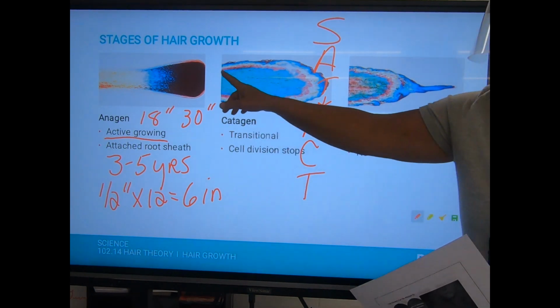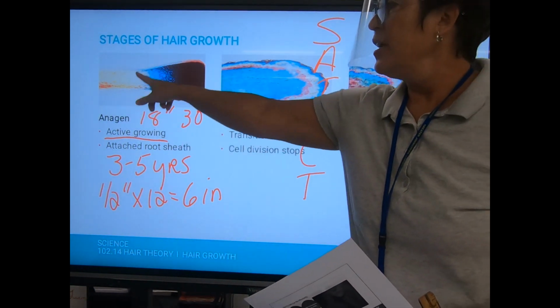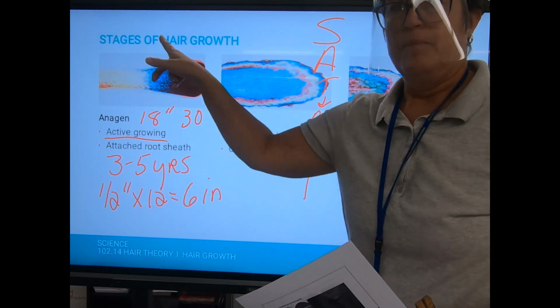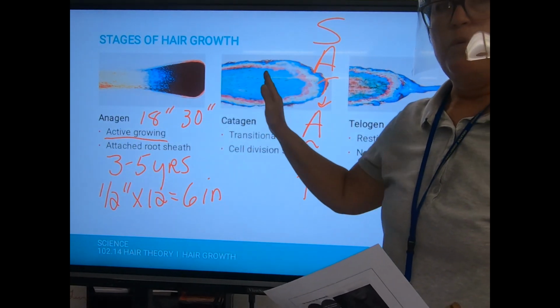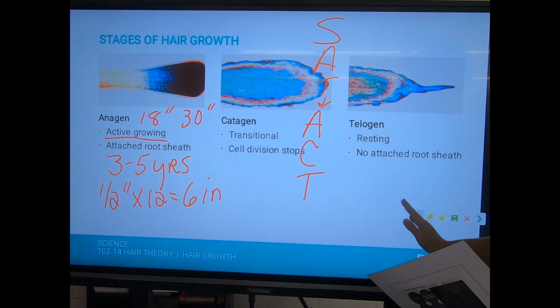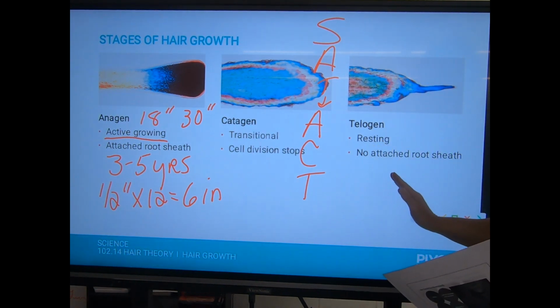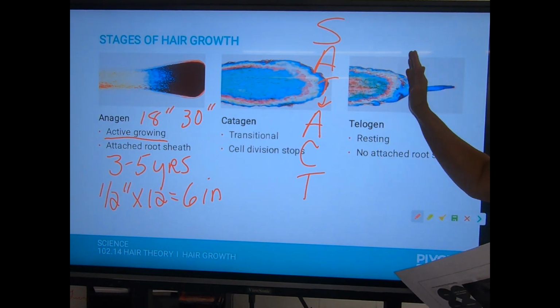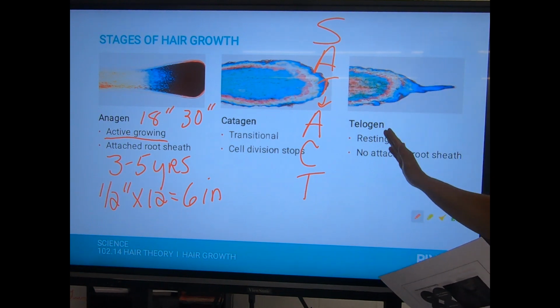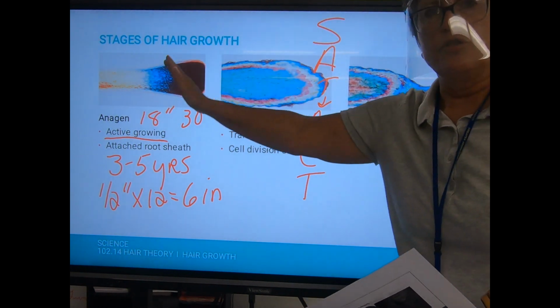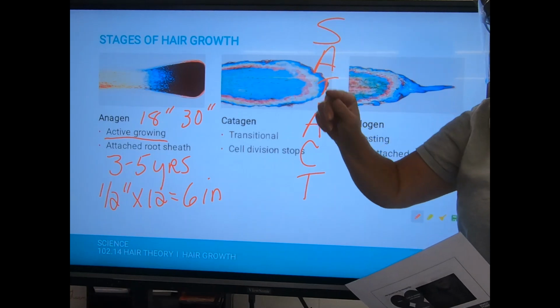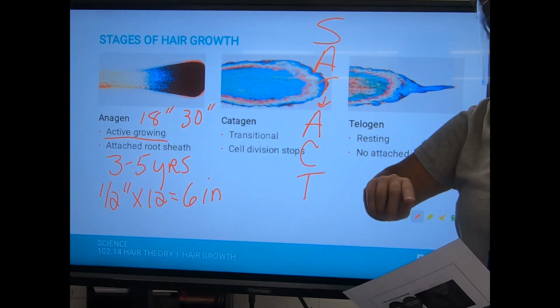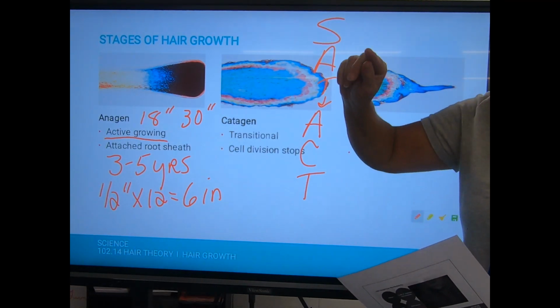So you have about 90% of your hair at any given time is growing. Okay, then it's resting for a couple weeks, and then about 10 to 15% of your hair is in this stage where it's getting ready to fall out, it's shedding. And then the cycle starts all over again. Down at the bottom of the follicle, it starts a new hair bulb, and it starts a new hair.